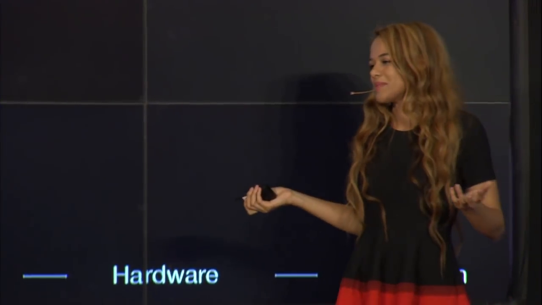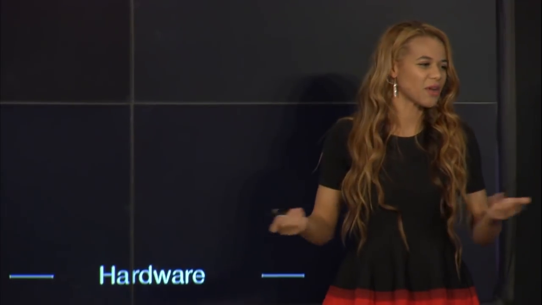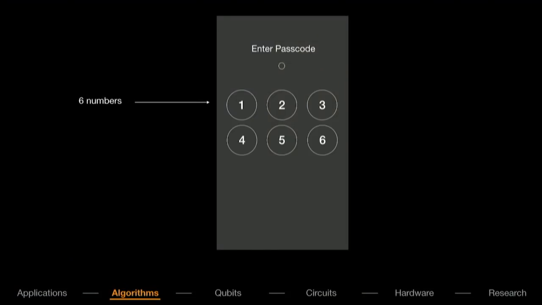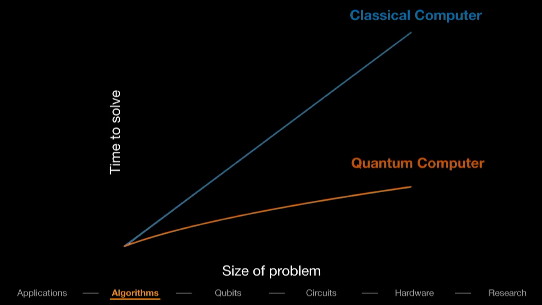But not all problems in the world scale exponentially. For example, if you had one number, one digit, that obviously takes 1 try. 4 numbers, that would take 4 tries. 6 numbers, that would take 6 tries. So this problem scales linearly as the size of the problem increases. But quantum computers can give us an advantage there too. And these are the bottom 2 curves zoomed in. So let's take a look at such an example.